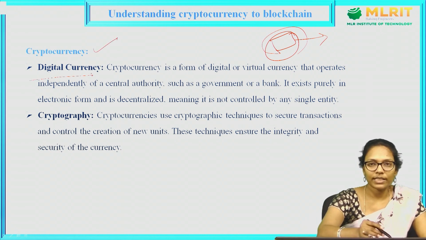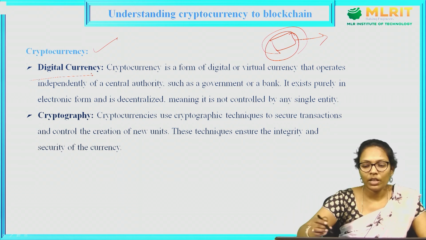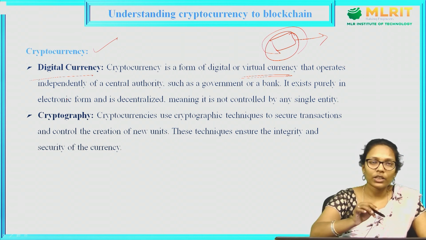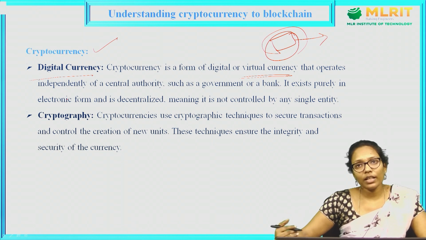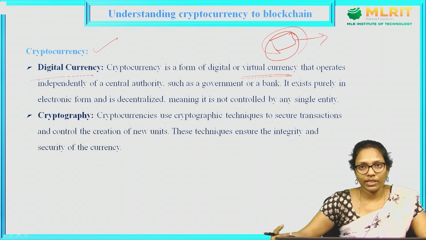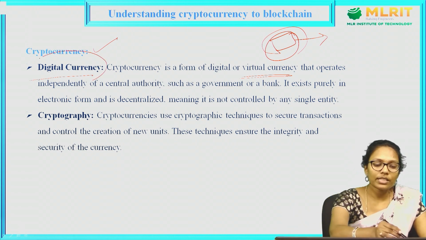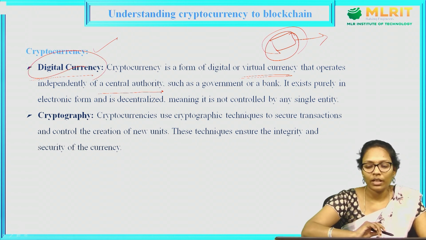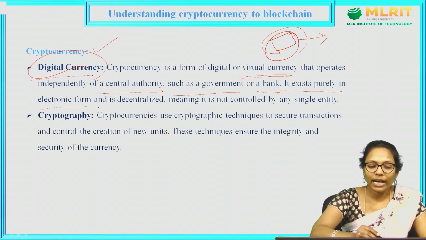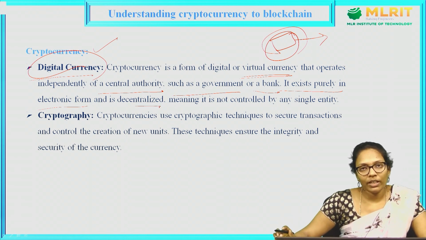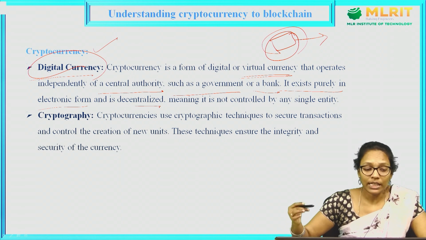The first one is a digital currency. It doesn't have any physical form, so it is also called virtual currency. We don't have any central authority for this digital currency. Generally, we have currency like the Indian rupee, and to maintain or monitor that, we have banks, that is centralized servers. But here, to maintain this digital currency, we don't have any central authority, bank, or government. It exists purely in electronic form and it is decentralized, which means no single entity or authority will monitor this digital currency.